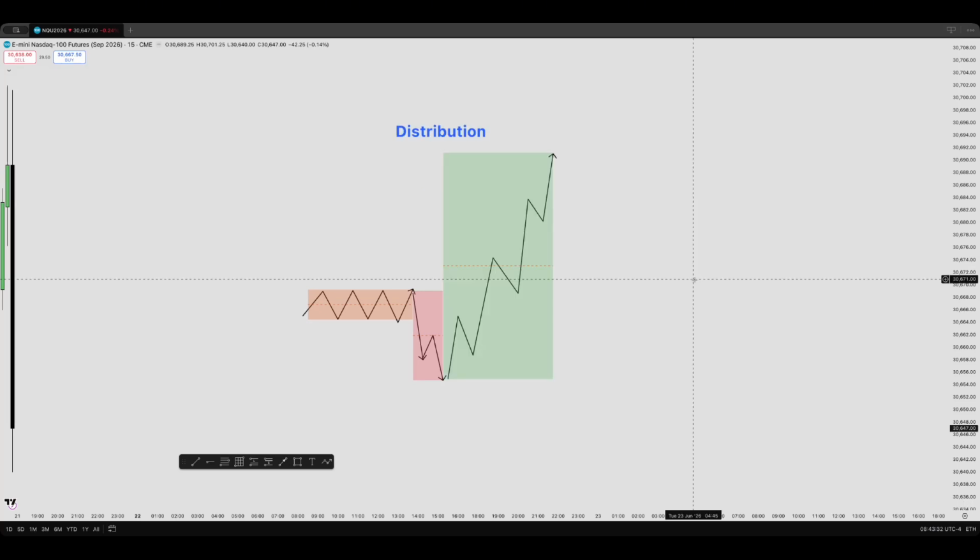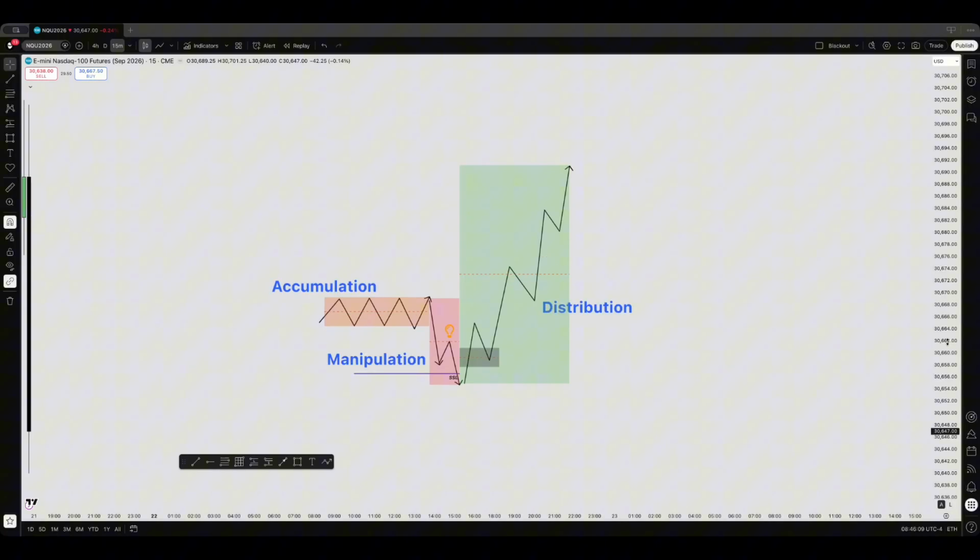And then finally, the third phase is distribution, and this is where the real move happens. Price just reverses hard and runs in the true direction. This is where smart money offloads their accumulated positions onto the traders who got trapped in the manipulation phase. And these three phases right here is exactly what we want to see right at the 9:30 open.